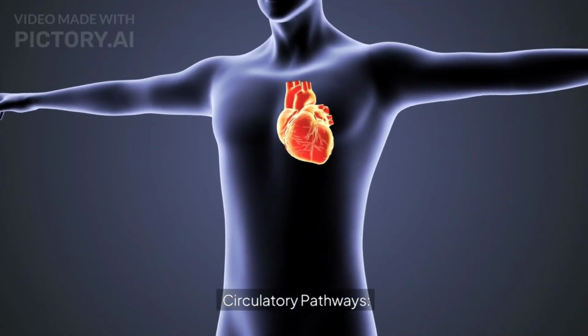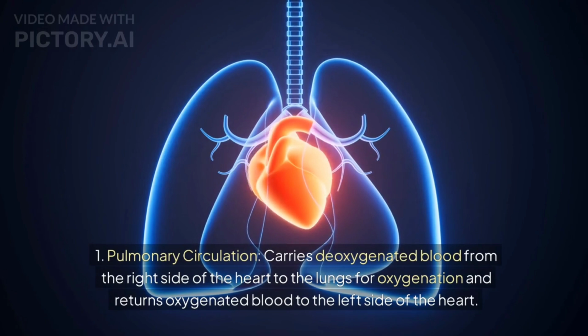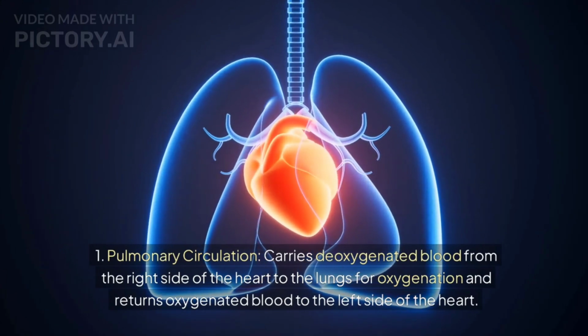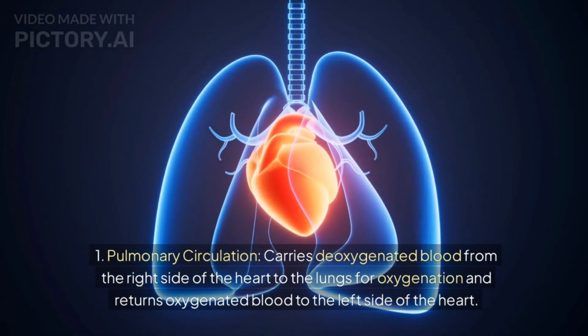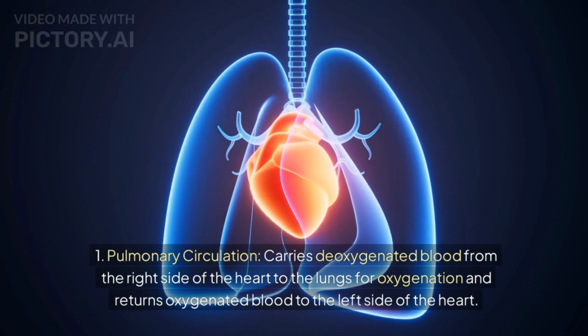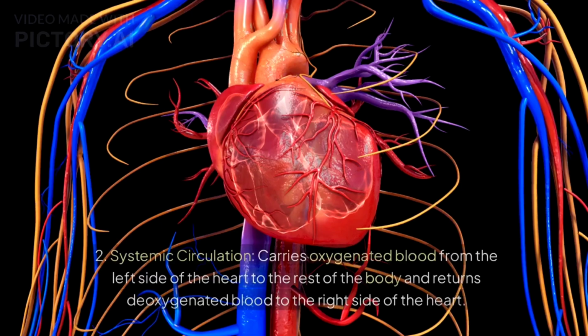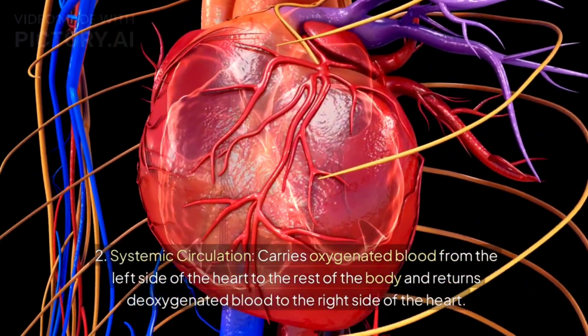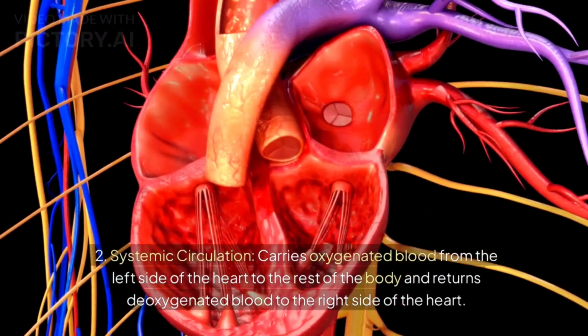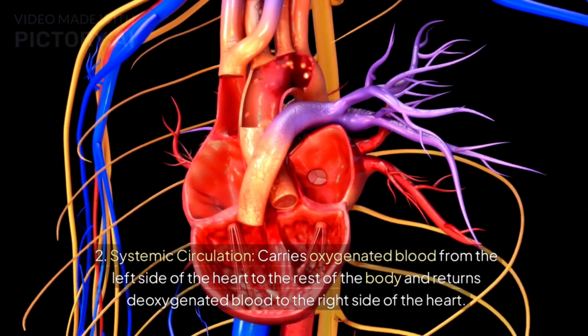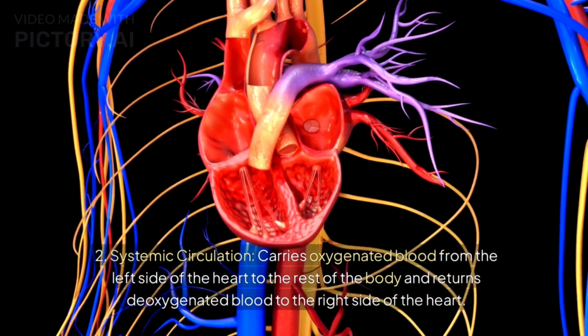Circulatory pathways. 1. Pulmonary circulation. Carries deoxygenated blood from the right side of the heart to the lungs for oxygenation and returns oxygenated blood to the left side of the heart. 2. Systemic circulation. Carries oxygenated blood from the left side of the heart to the rest of the body and returns deoxygenated blood to the right side of the heart.